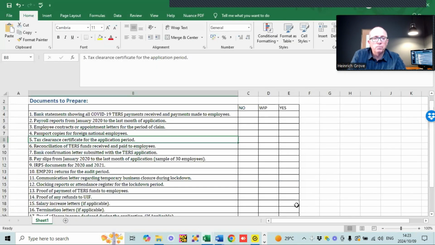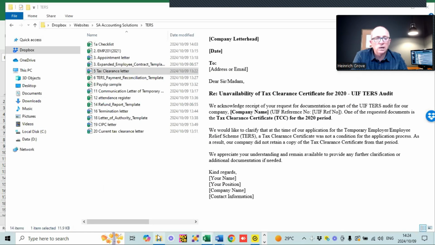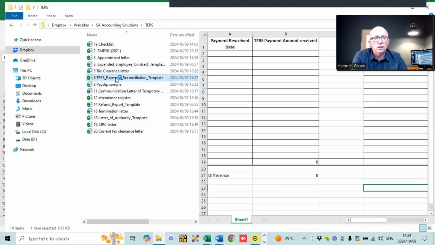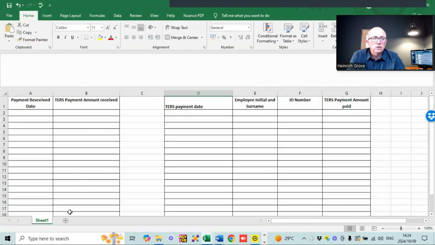Let's quickly jump back to my checklist. So that is number 5. Number 6, they ask for a reconciliation of the TERS funds received and paid to employees. So there, once again, I created a nice little spreadsheet that you guys can complete. If you've got a couple of different periods that you claim for, you're going to just copy and paste this one again. Remember, you would have received a payment at a specific date, so you're going to put the date in there, and then the amount that you received.